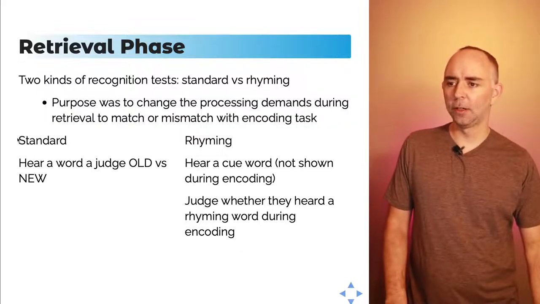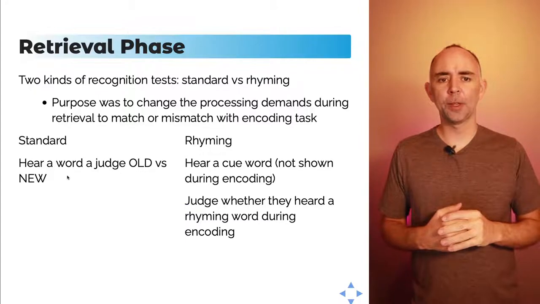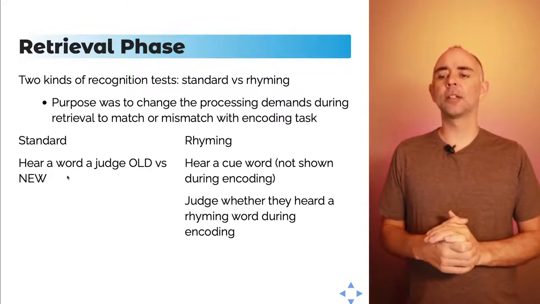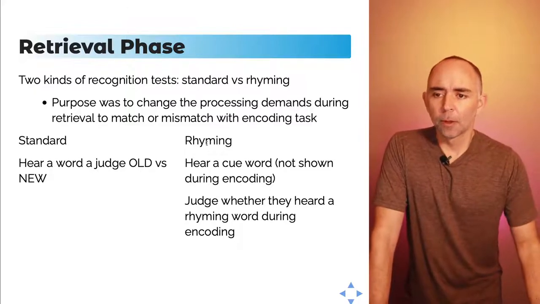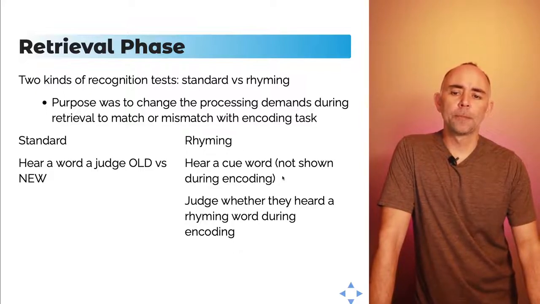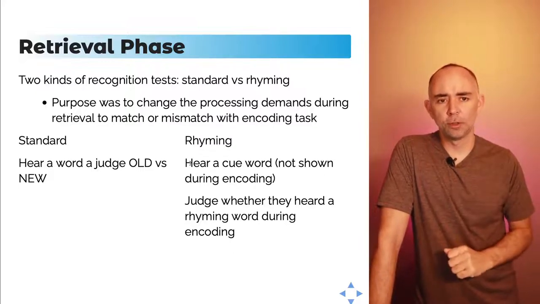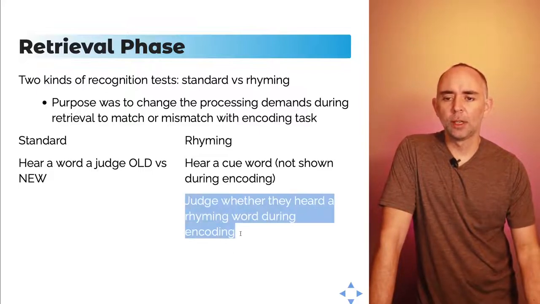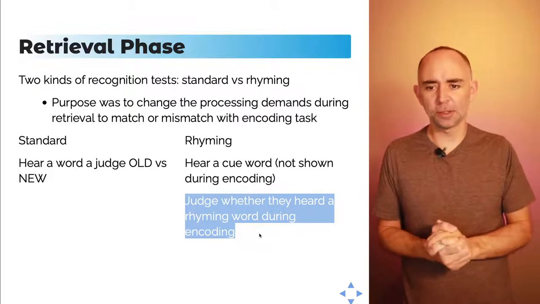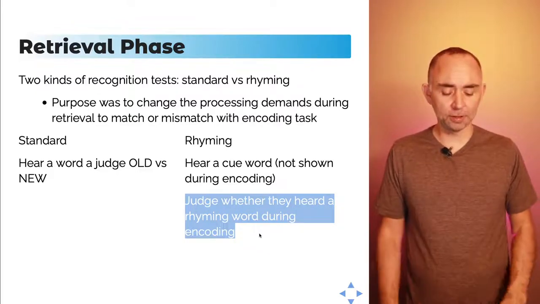There was a standard recognition memory task. All that happened here was you hear a word and you said, oh, it was old, I heard that before, I know that word from before, or new. So it's a very standard recognition memory task. Another version of the recognition test was a rhyming test. Now, in this case, participants would hear a word, and this word wasn't shown during encoding. But the question was, did you hear a word that rhymed with this word during encoding? So this is a peculiar memory test, and it focuses people on the rhyming aspect of the things they encoded.